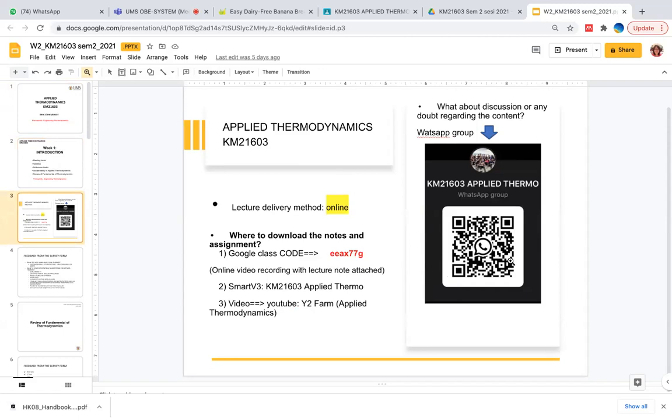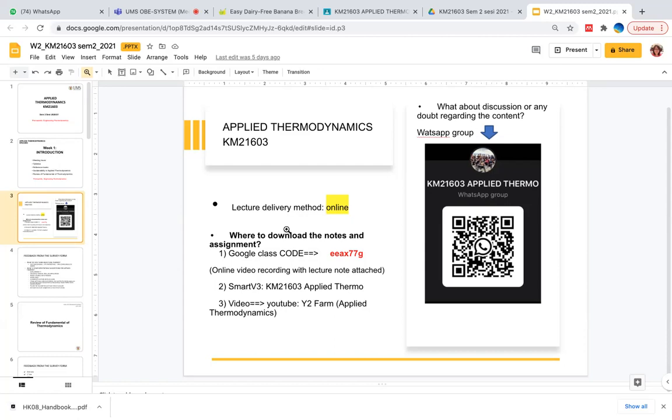For the lecture delivery method, so far we still stick with online. Recently we found that some lecturers prefer face-to-face, but the space of the lecture hall does not fit the SOP. So to make everyone comfortable and able to listen to the lecture comfortably, we stick with online.